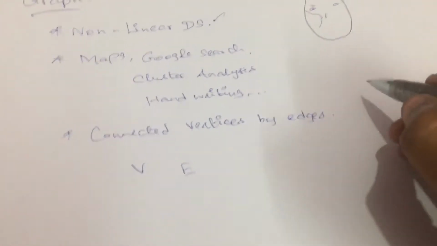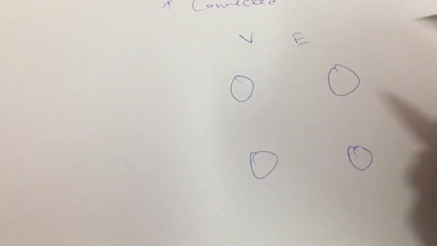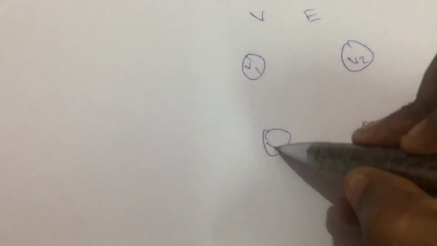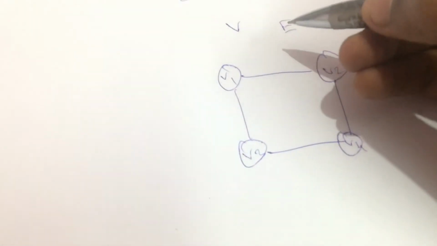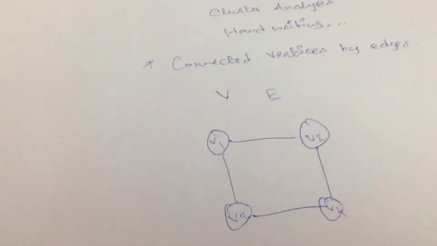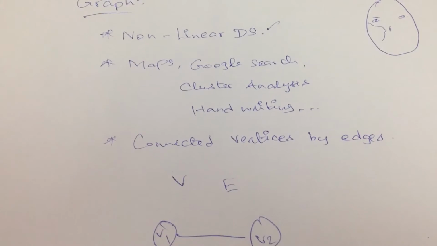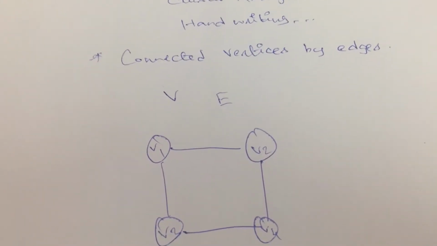So for example, let's construct a simple graph. Let me take this example. We have exactly 4 vertices in a graph. Let them be v1, v2, v3, and at last v4, and they will be connected by some edges, right? Edges can be either weighted or non-weighted. So this is the basic thing we need to know about a graph: it is a non-linear data structure, and connected vertices by using edges is a graph, right?